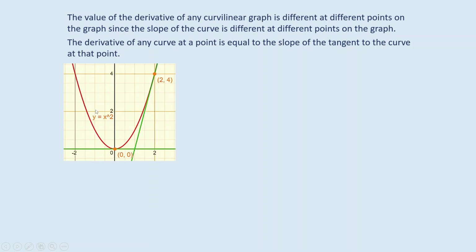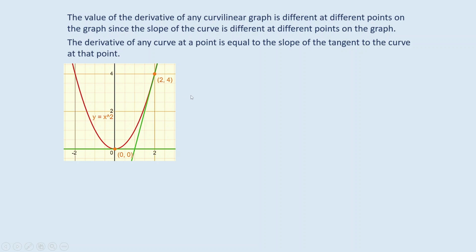Like this is a curve, it is a parabola, and it is the graph of this equation y equals x squared. And I have taken 2 points. This one is the origin through which this parabola passes, 0, 0, and this is 2, 4. And as I said, the derivative of any curve at a point is equal to the slope of the tangent. Therefore, I have drawn these two tangents. This horizontal line, the x-axis, is the tangent at the point 0, 0, and at the point 2, 4, this green line is the tangent to the curve.